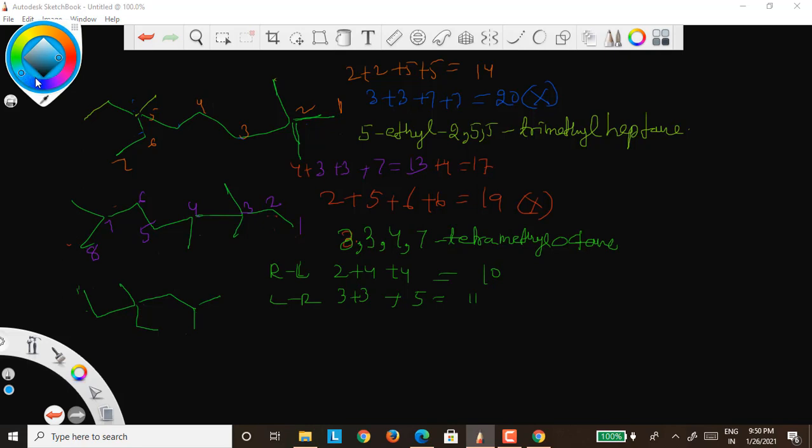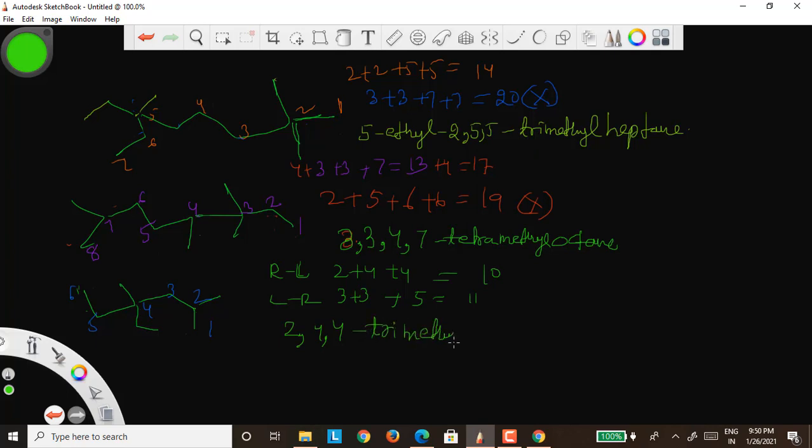If we number right to left, 1, 2, 3, 4, 5, 6. Okay. So what is there? It is 2, 4, 4 trimethyl, methyl hexane.